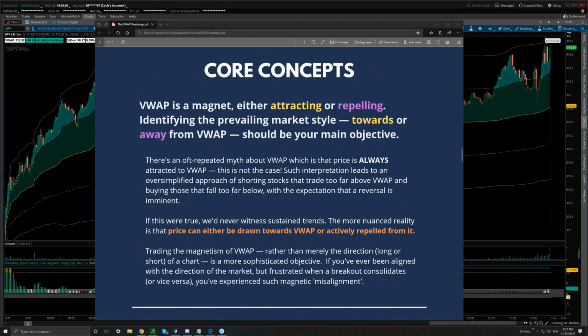Now, this one is a bit trickier. I'm going to ask for just a second, and I do want some feedback on this. When you guys read this core concept about VWAP as a magnet that is either attracting or repelling, did that resonate with you guys? Did that make sense, or was this a bit confusing? And feel free to say, Zach, I have no idea what you're talking about. I know you're an analogy guy, but magnets, dude, what are you talking about?